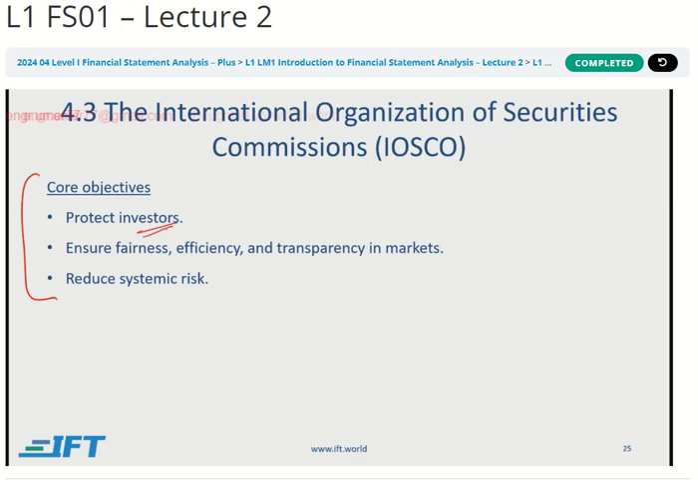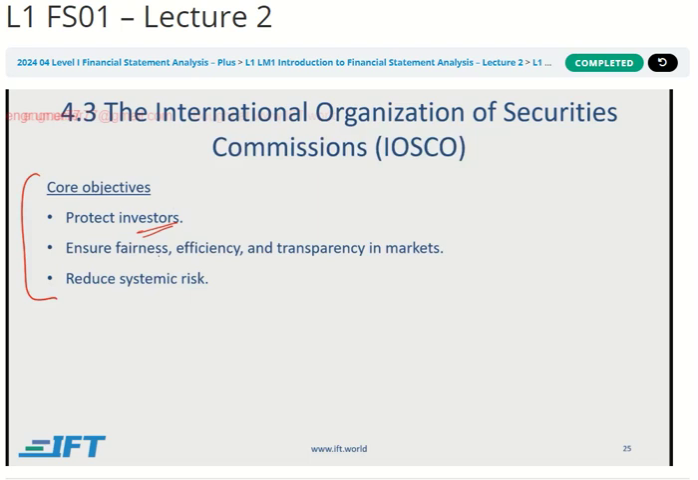Because as analysts, who are we reporting to? Who are we providing a recommendation to? It is investors. So at the end of the day, what we want for the promotion of capital markets is that the investors should be protected. Their interest should be protected.